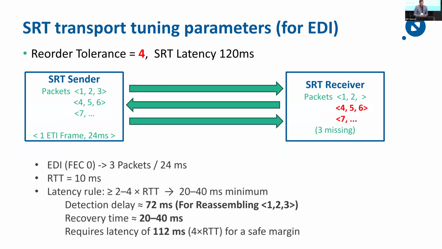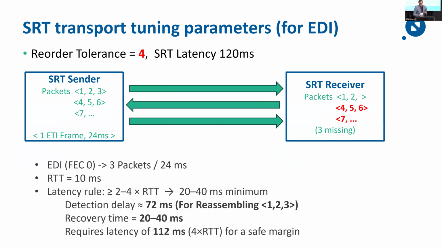Here I have an example for EDI transport. And it's something I want to show about delays, because SRT is typically adding a delay on your connection. So in DAB, we have a heartbeat. Every 24 milliseconds, an ETI frame is generated. And in this example with FEC level 0, 3 packets are generated every 24 milliseconds.